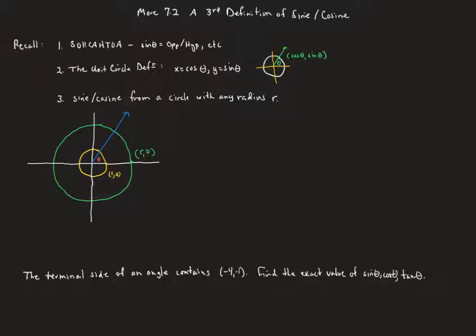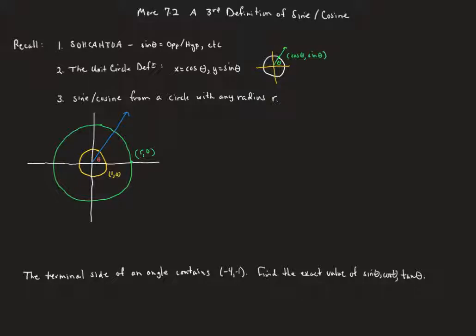From there, we moved to the unit circle definition, where we imagine a circle of radius 1 centered at the origin. And in that definition, we can say that the sine and the cosine are the y and the x coordinates of the point where the terminal side of our angle intersects the unit circle. And then we can get the tangent from that sine and cosine, that the tangent is the sine divided by the cosine. Now, the third definition is kind of a combination or a hybrid of the two.